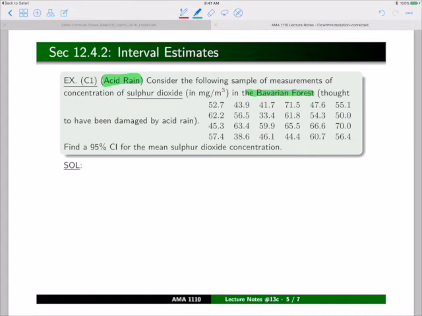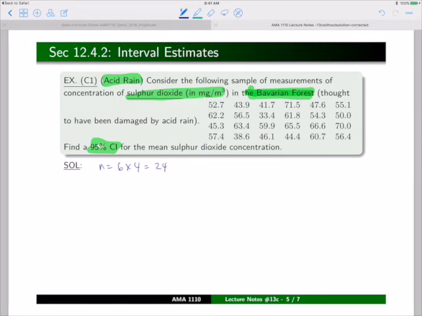the Bavarian forest. Measurements of the sulfur dioxide in milligrams per meter cubed. So they've taken 26 measurements. Find a 95% confidence interval of sulfur dioxide concentration in the Bavarian forest. So here, first of all, there's 6 times 4 measurements. So n is actually 24.